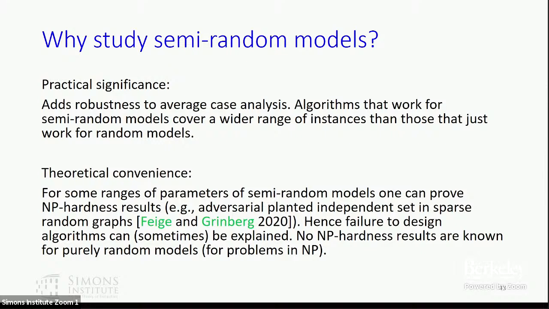Once we have a mixture of an adversary and randomness, because we have an adversary, there's a chance of proving hardness results. For some of the semi-random models, we have NP hardness results that explain why we don't find algorithms. There's no random model in which we have an NP hardness result, but for semi-random models we have. So sometimes, if we hit a wall, we know that it's really a wall.